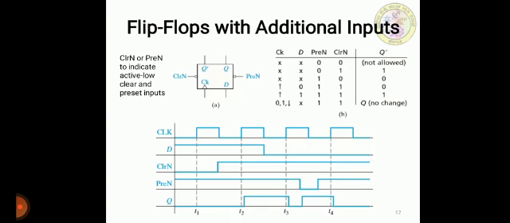You can see here the clear and preset inputs can also be synchronous. That is, the clear and set operations occur on the active edge of the clock signal. Often, a synchronous clear or preset will override the other synchronous inputs. For example, a D flip-flop with a synchronous clear input will clear on the active edge of the clock when the clear input is active, independent of the value on D.